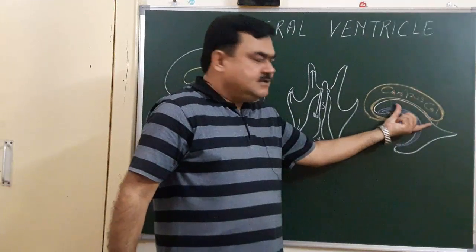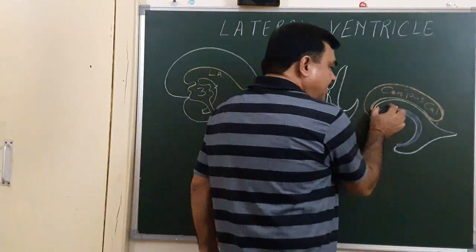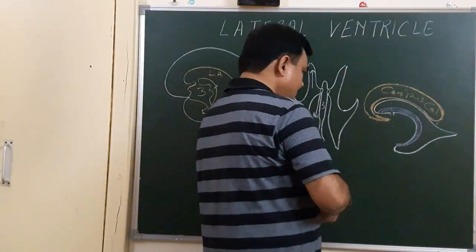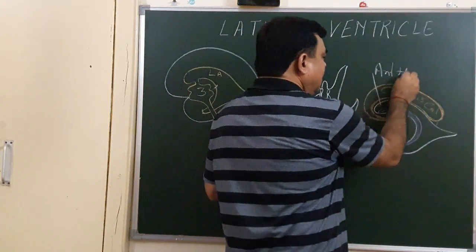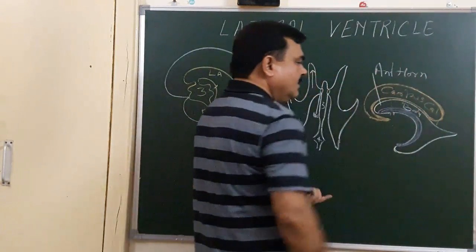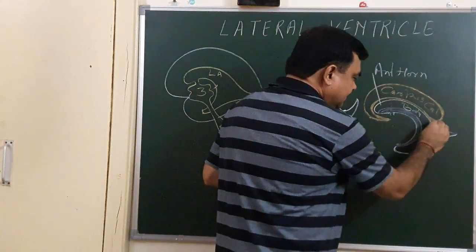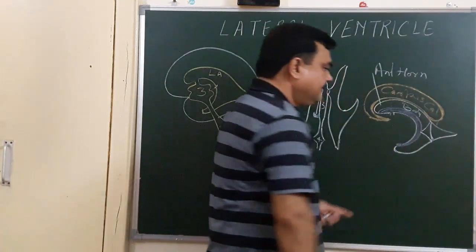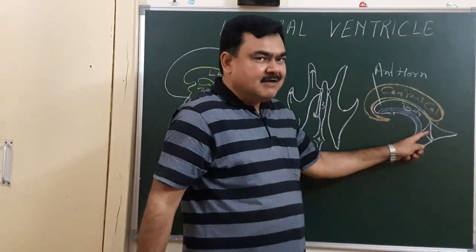This part is the body or central part of the lateral ventricle. And anterior to this, there is the anterior horn. This is the anterior horn. This is the central part or body of the lateral ventricle. Here is a trigone. This is the trigone. It is the most dilated part of the lateral ventricle.